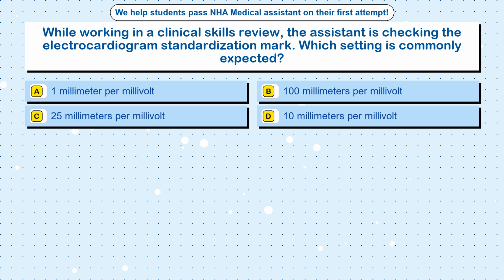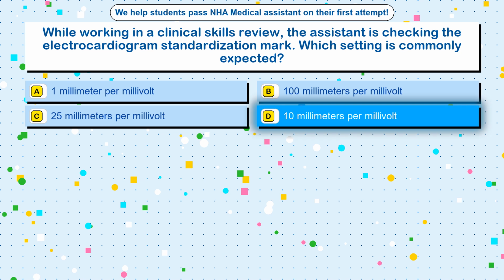Question 31. While working in a clinical skills review, the assistant is checking the electrocardiogram standardization mark. Which setting is commonly expected? Option A. 1 mm per millivolt. Option B. 100 mm per millivolt. Option C. 25 mm per millivolt. Option D. 10 mm per millivolt. The correct answer is option D.